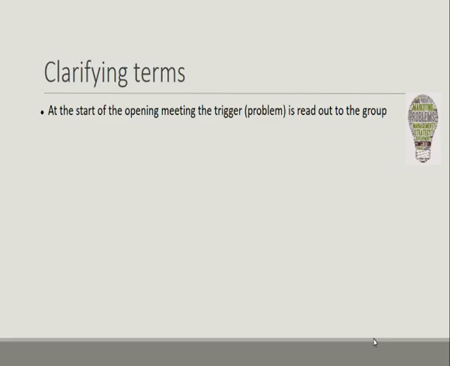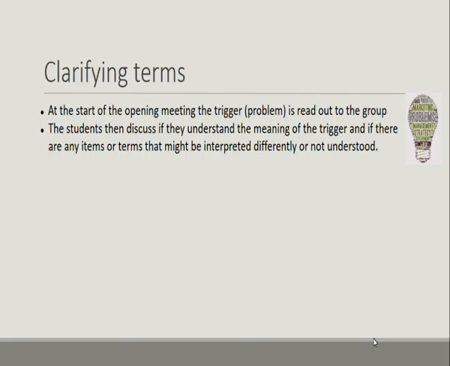In the opening meeting and the first step of the PBL process, the trigger or the problem description is read out to all students. The students then discuss if they understand the meaning of the trigger and if there are any items or terms that might be interpreted differently or not understood. Please see sample problem below.